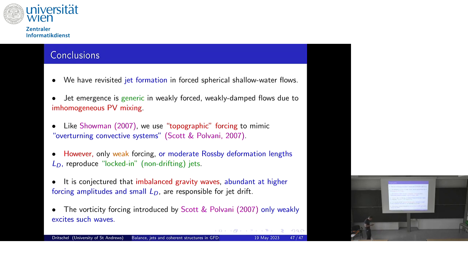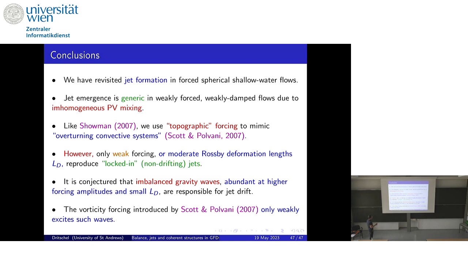Conclusions then. So we revisit jet formation in forced spherical shallow water flows. I would argue jet emergence is generic in weakly forced, weakly damped flows due to inhomogeneous PV mixing. Basically every simulation that's ever been done that uses weak dissipation and weak forcing picks up jets developing in these flows. So like Showman, we tried to use a topographic type forcing to mimic these overturning convective systems.